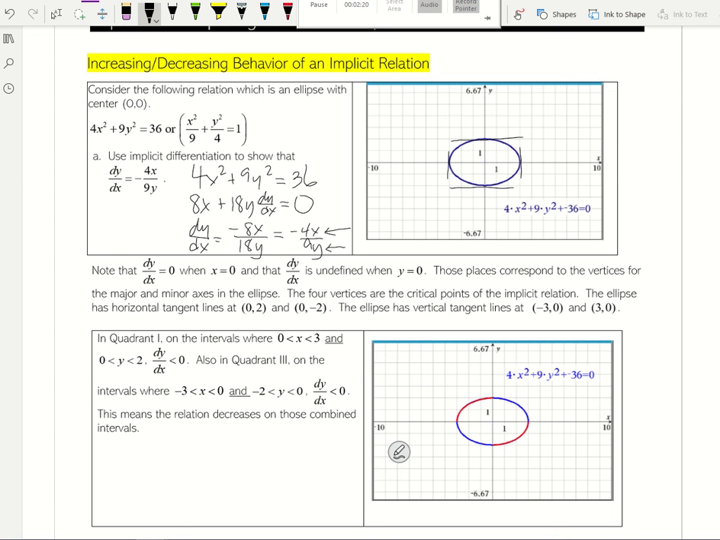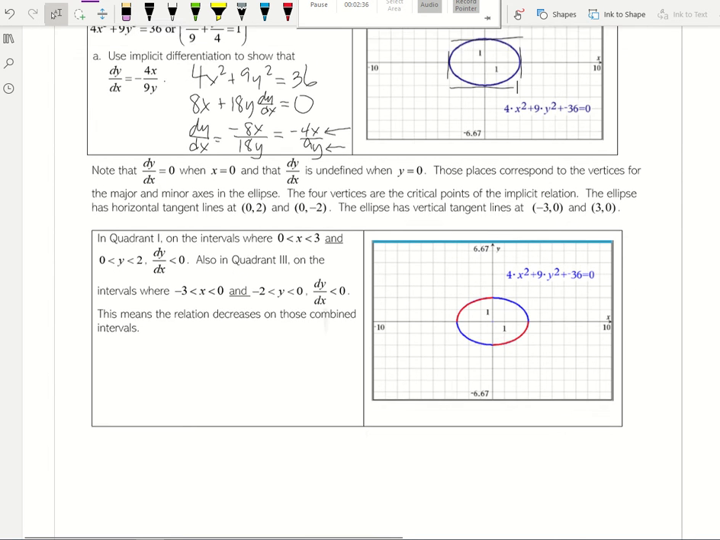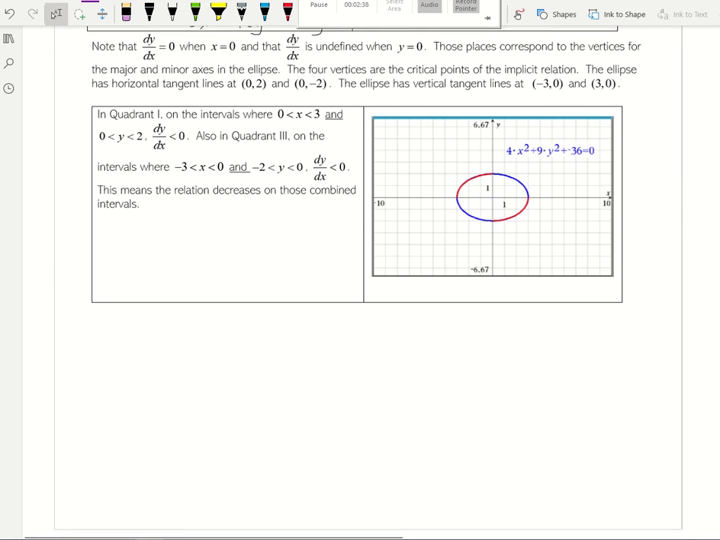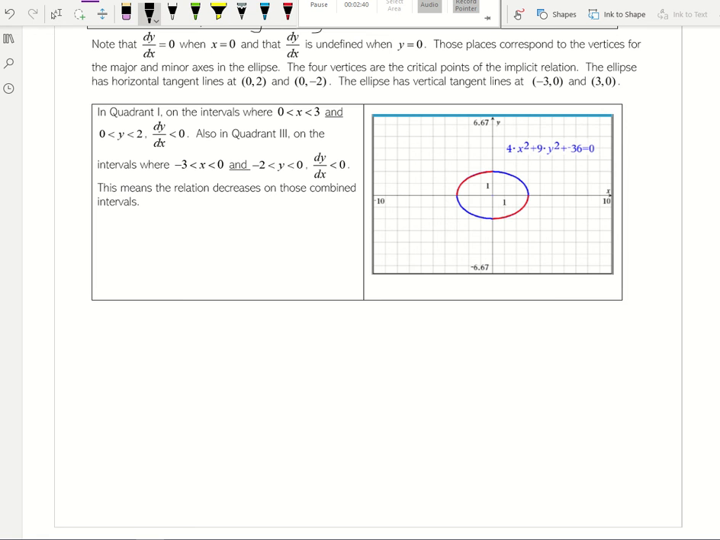So that just shows you that when you're using a relation that has x's and y's mixed up, you can still do the same kind of things that you're used to doing. Okay, so now we're going to analyze it using this first derivative. This is where it gets maybe a little complicated, but not really.